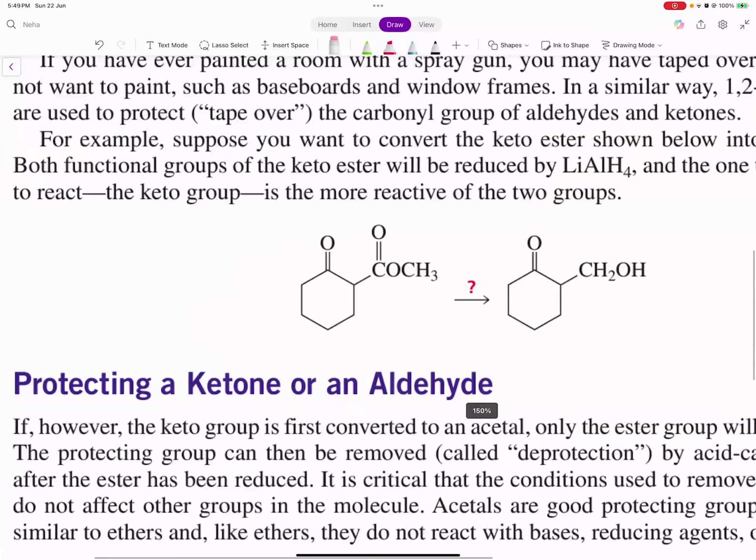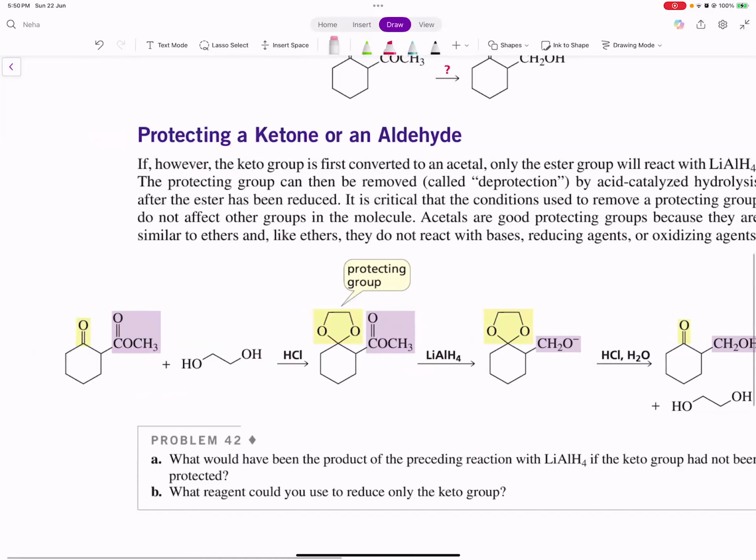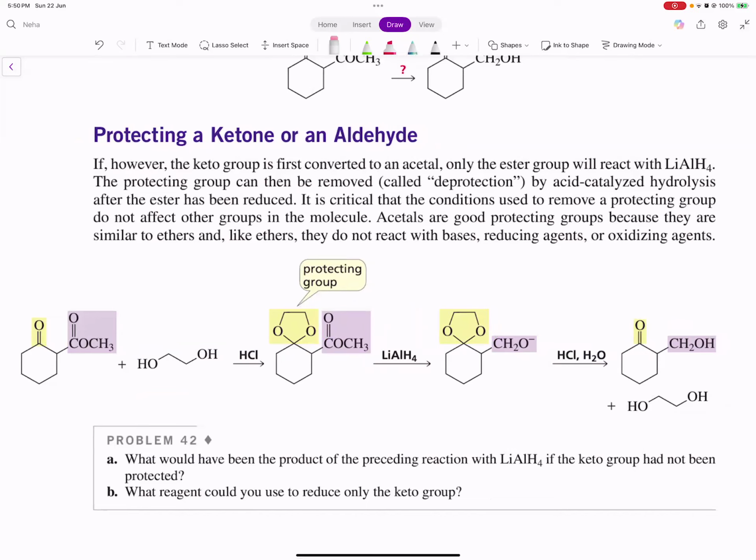So see what we do. Initially, we first treat this with this, and it will become this. Now the keto group is hidden. It is an ether. Now lithium aluminum hydride can only react here. And then we acidify it, and when we acidify it, this also opens back and it becomes ketone again. Nice, na? See, these are protecting groups. Okay, good, cool.